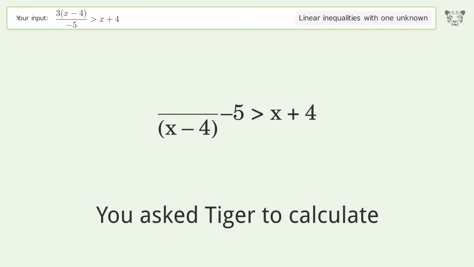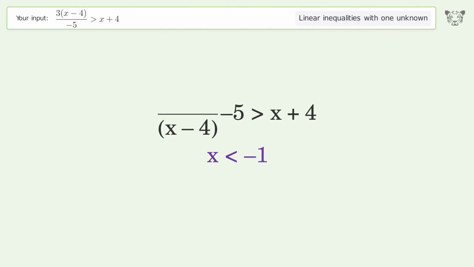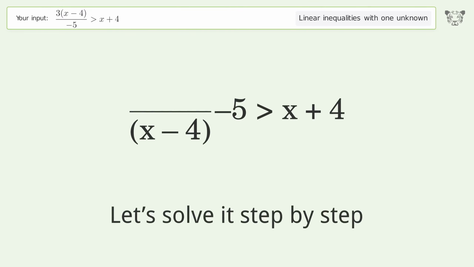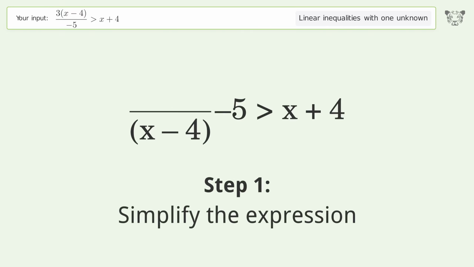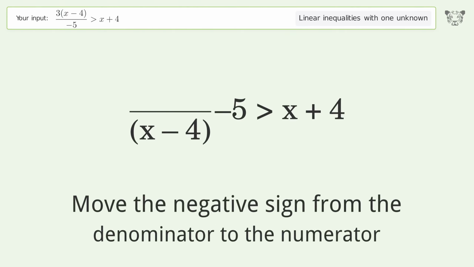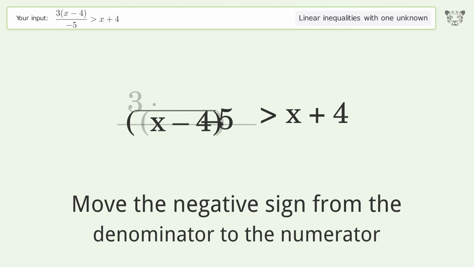You ask Tiger to calculate. This deals with linear inequalities with one unknown. The final result is x smaller than -1. Let's solve it step by step. Simplify the expression. Move the negative sign from the denominator to the numerator.